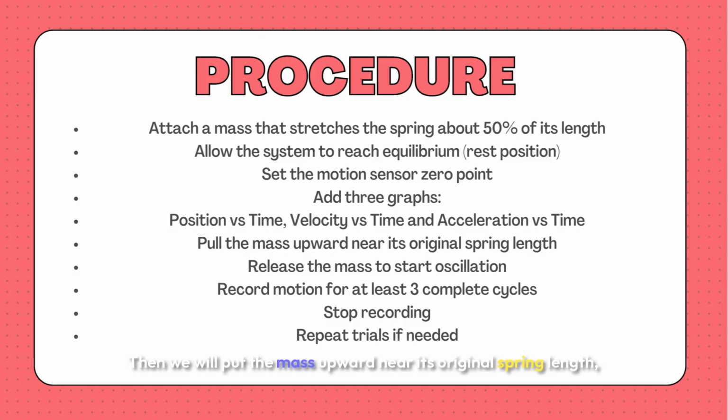Then we put the mass upward near its original spring length, so without the 50% stretch that we did before, and released the mass to start the oscillation. We recorded the motion for at least 3 complete cycles, and then stopped the recording. We repeated these trials if needed, as sometimes the recorded data was inaccurate.